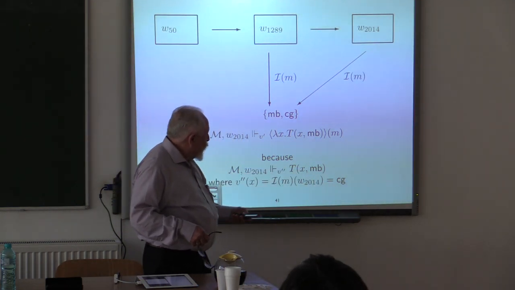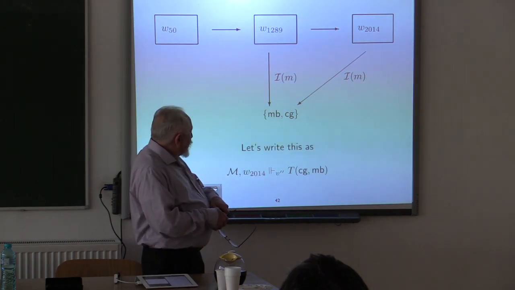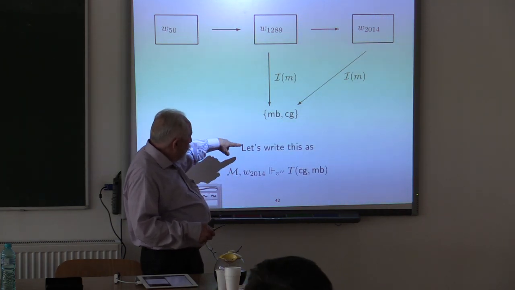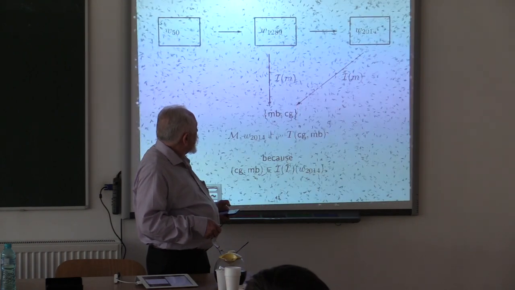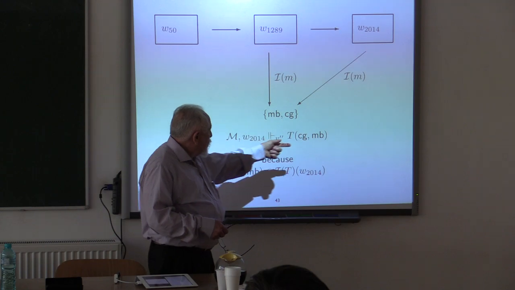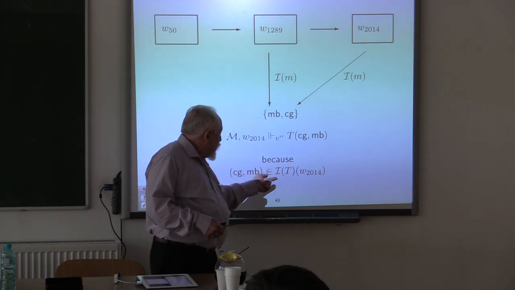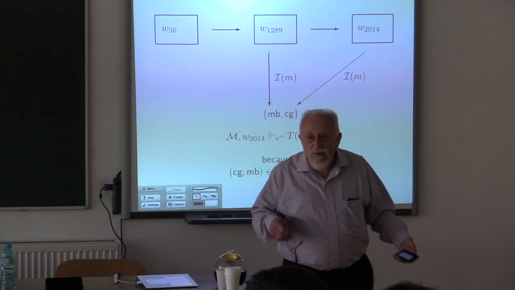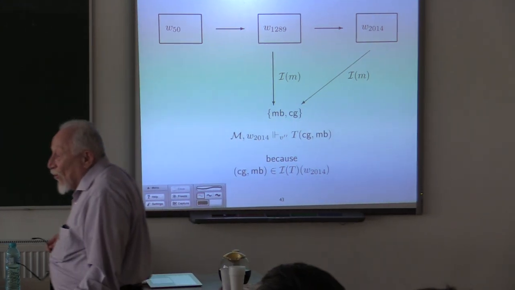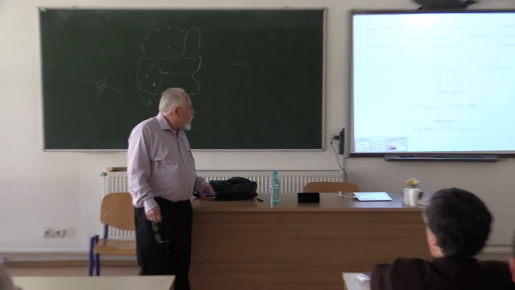I'll just put that in where the X is. So it comes down to the original thing holds if this holds. And it does, because I set my interpretation of T to be this of all the worlds. So it's exactly what you'd expect. It's just showing you that the formal machinery does actually do what you want it to do.